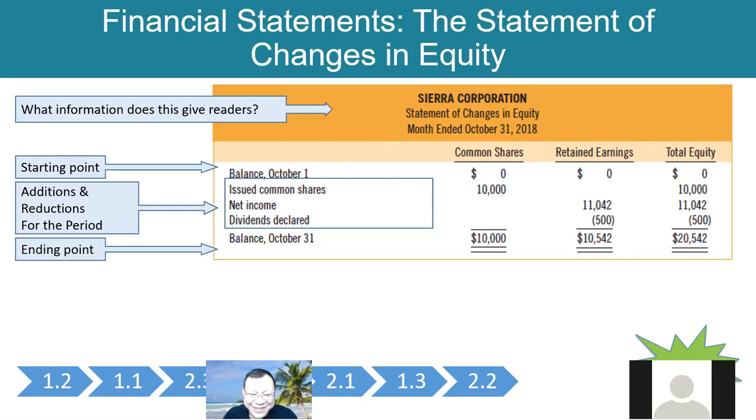Yes? No? No questions? Actually, go ahead. Okay, thanks. Sorry, maybe my math is bad, but I was just seeing total equity 10,000 plus 11,042 plus 500 would be 21,542.